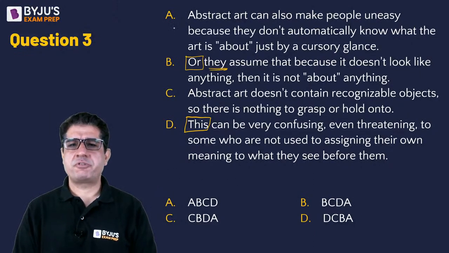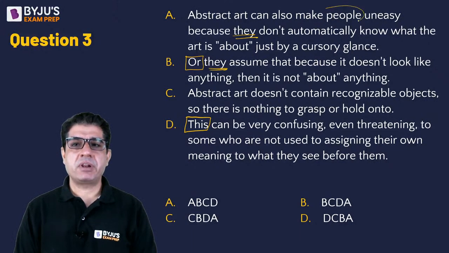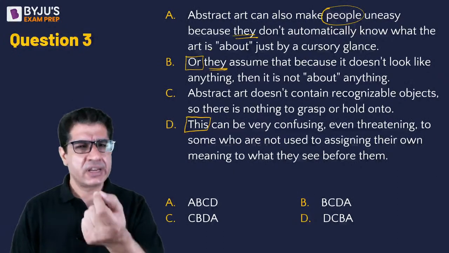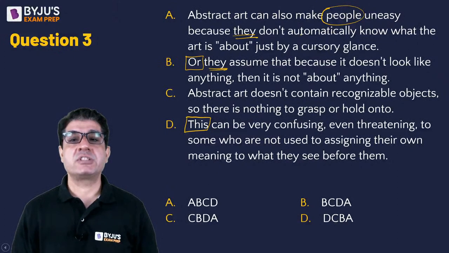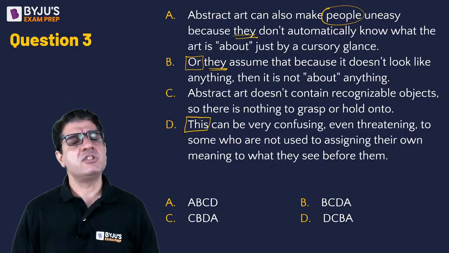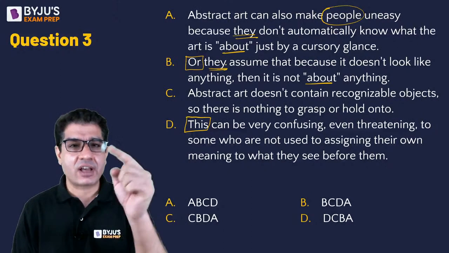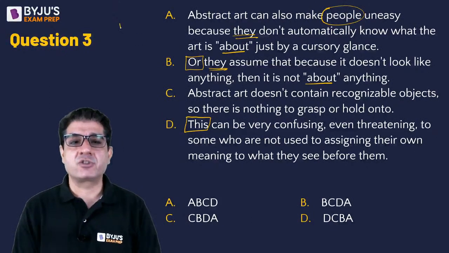So let's use these clues. First up, the "they" in B refers to the people mentioned in A. And even in terms of ideas, if you want to justify the use of "or" at the beginning of B, you need to put in A. So abstract art can also make people uneasy because they do not automatically know what the art is about just by a cursory glance. Or they assume that because it does not look like anything, then it is not about anything. You notice this connection also tells you that we are talking about an option or a choice of that same area. So A and B is one mandatory pair.